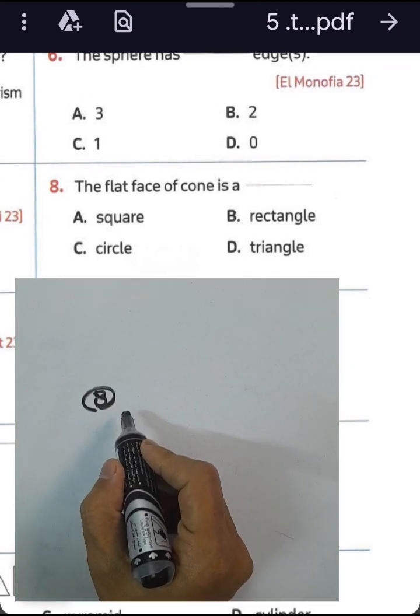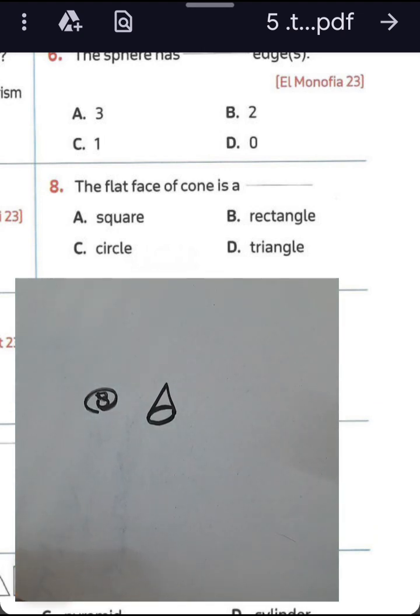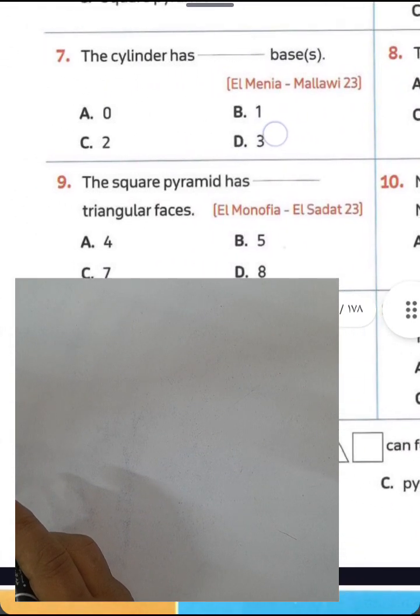Question 8. The flat face of a cone is what? We have the cone here, flat face, circle. It's a circle. Choose letter C about question 8. Circle. Choose letter C.